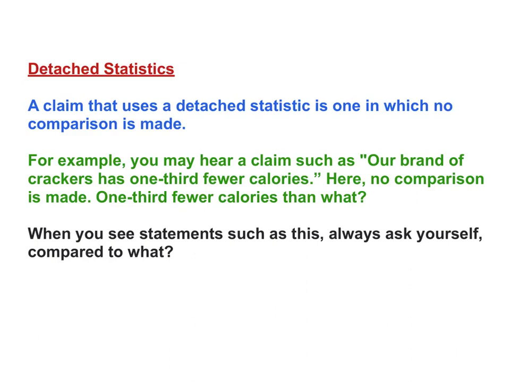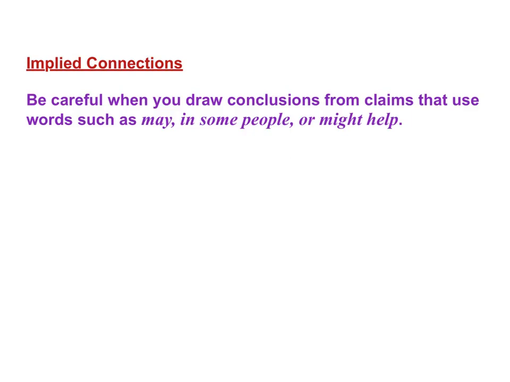Okay? Alright, next thing. Implied connections. You got to be careful with the wording. This is may in some people or might. It's not definitive. You're meant to believe that it's supposed to happen that way, but it doesn't mean it will. It's qualifying itself. It's qualifying its own claim. They're even saying, you know what, it might not work for you.